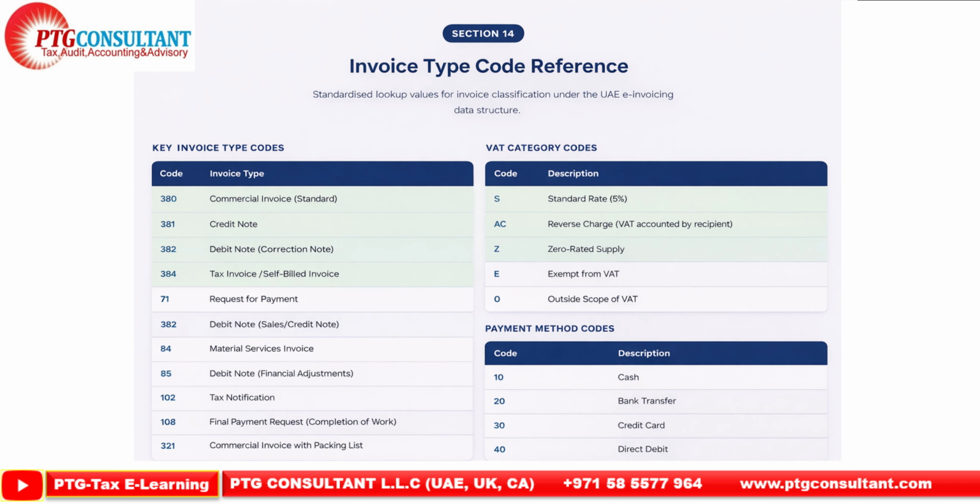This visual summary is based on the PTG Consultant LLC presentation, UAE E-Invoicing Implementation. What every business needs to know. And the UAE Ministry of Finance Electronic Invoicing Guidelines of February 2026. Always verify against the latest FTA and Ministry of Finance guidance before making compliance decisions.